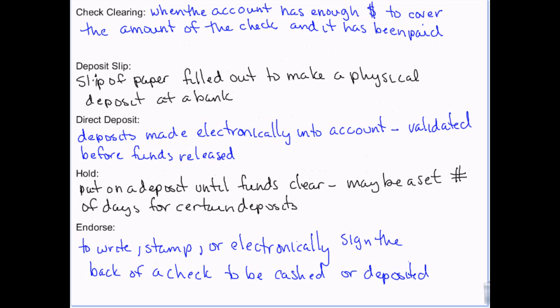Check clearing is what happens when there's enough money in the account and the check has been paid. It's called cleared. The opposite of that is when there's not enough money and the check is not paid, and that's bounced. You'll see NSF for insufficient funds.